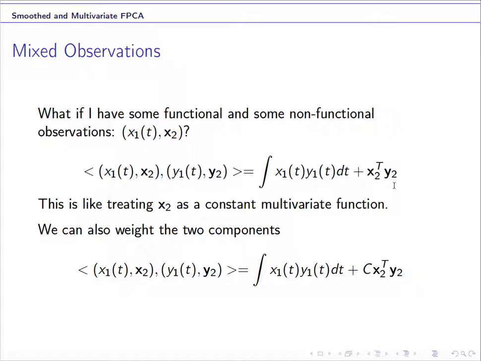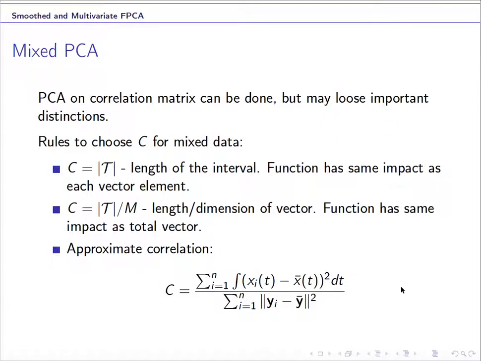You can do it further by putting weights on different variables. For example, you can give different weights, like a C, to the x2 variables. How do we define the weight? You can define this weight C as the length of the interval divided by the dimension of the vector, which means the function has the same impact as the total vector, or you can define C as the approximate correlation between x_i(t) and y_i.